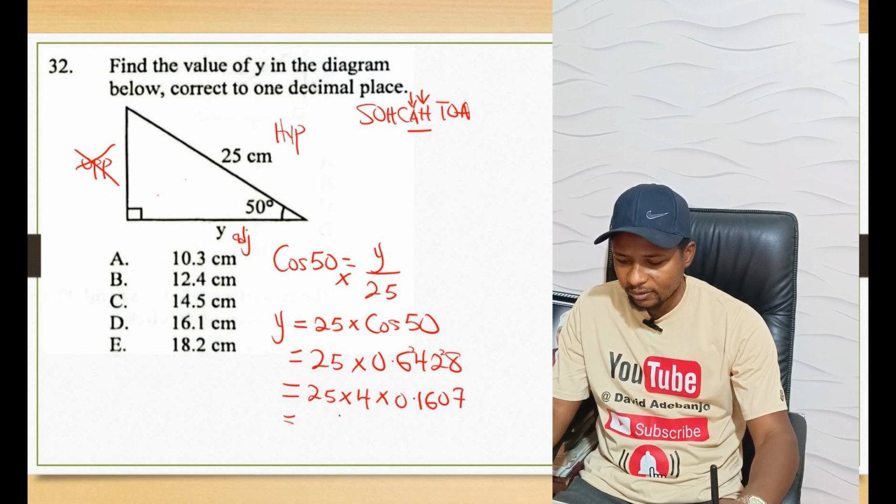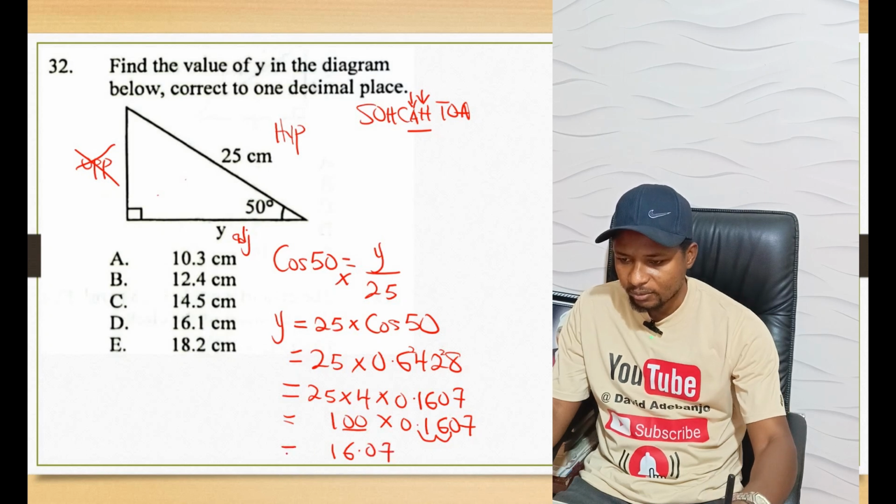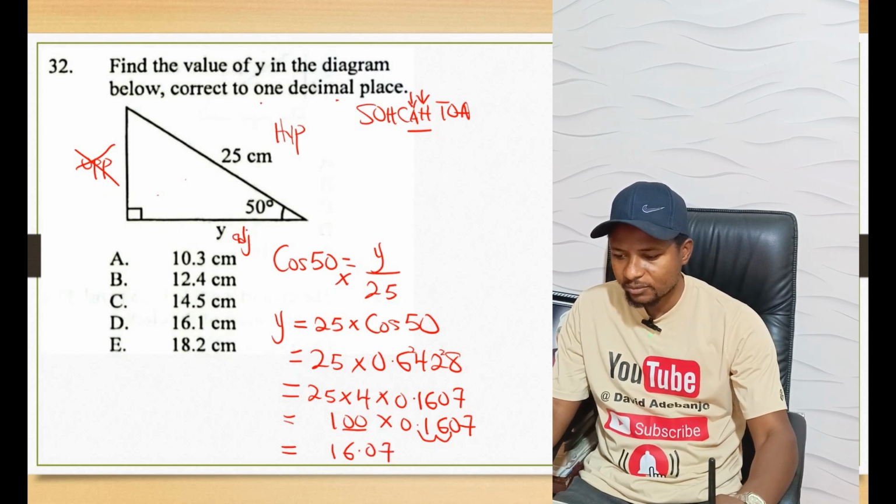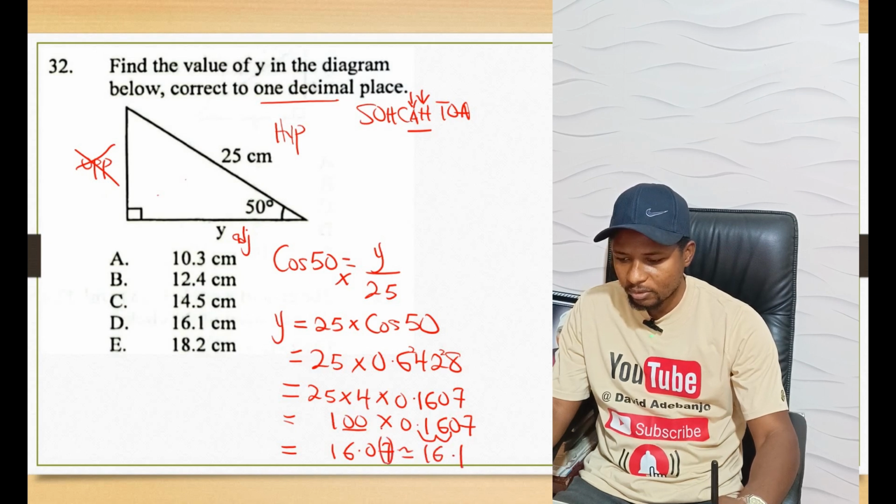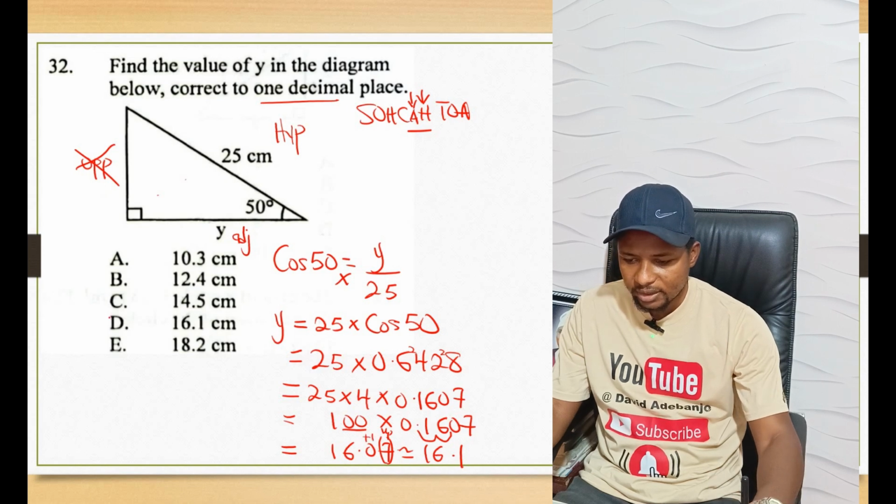25 times 4 will give you 100, and that's the reason why I divided by 100 times 0.1607. Then you're multiplying by 100, so you just move the decimal 2 places. So your answer is 16.07. If you look at the question, they ask us to leave it in one decimal place. So that's approximately 16.1 because 7 is rounded up, so you add 1 to this. The only option that carries that is D.